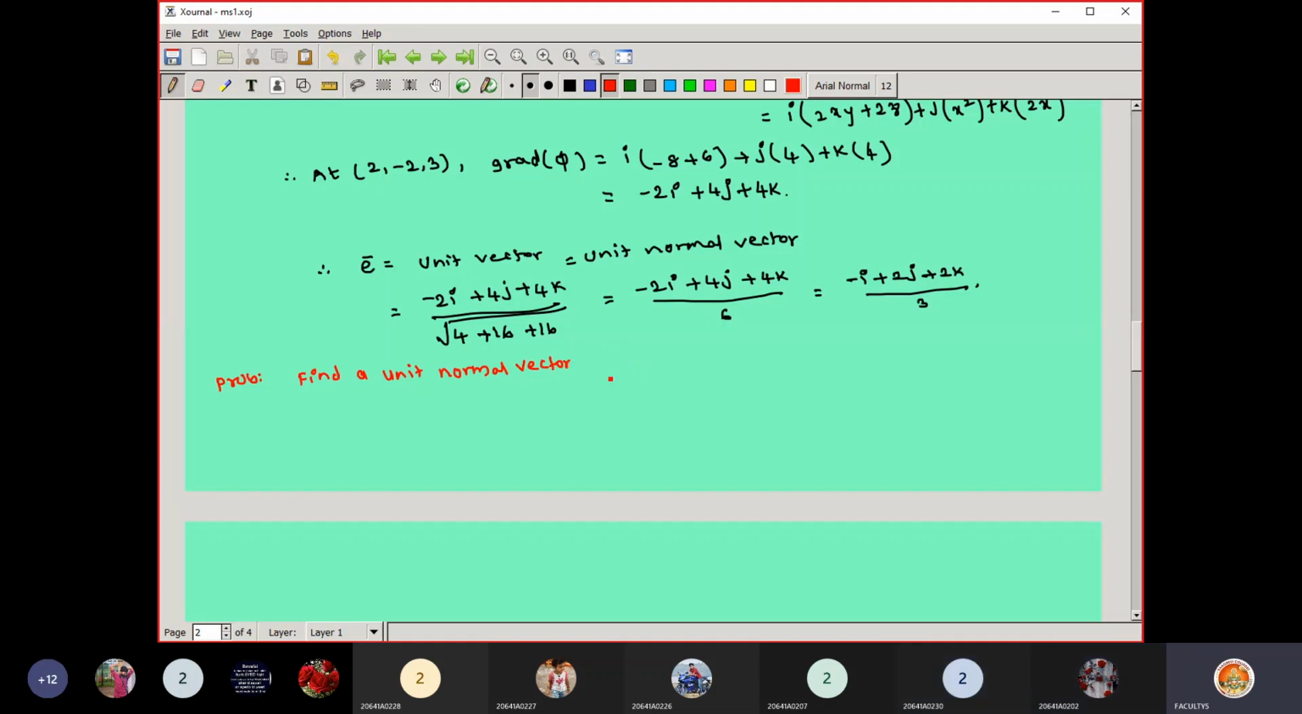Find a unit normal vector to the surface. They have given one expression, x square plus y square plus 2z square equal to 26, at the point 2, 2, 3. So let us find the unit normal vector. That means indirectly you are calculating the unit vector. Tell me what answer you get.